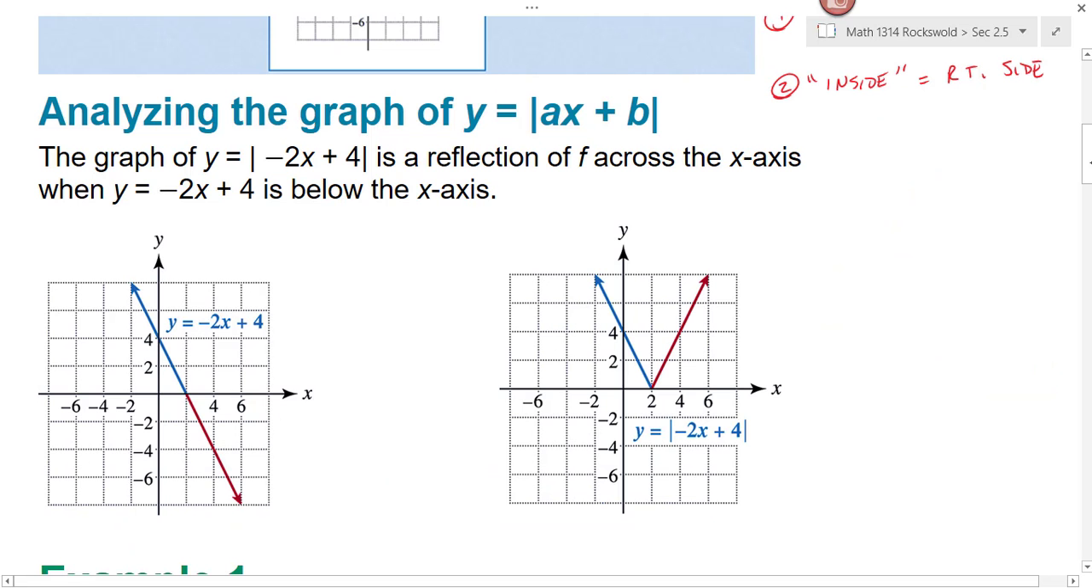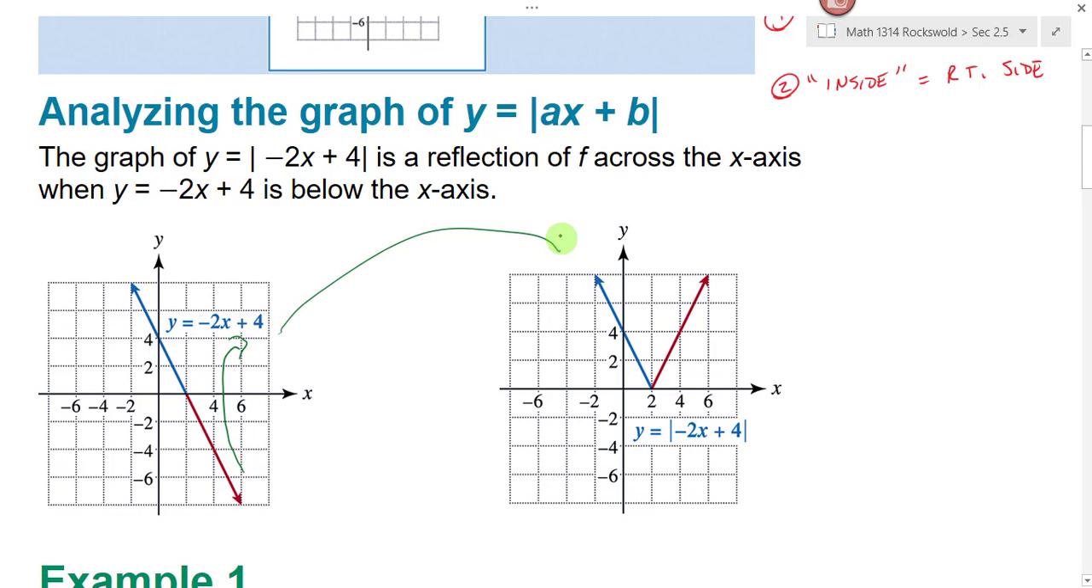Let's begin by analyzing the graph of y equals an absolute value function. If we were to just graph the line y equals negative 2x plus 4, that's what's on the inside of the absolute value bars. To get the graph of the absolute value function, I just take this red part of the line that's below the x-axis where y is negative and I just flip it up across the x-axis, and that's how I end up with this graph right here. I just take this bar and I flip it up and make it positive.